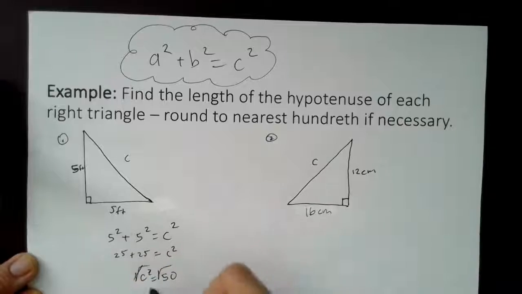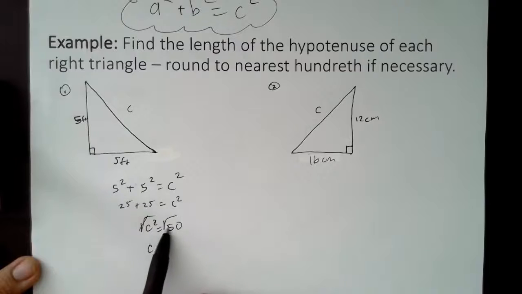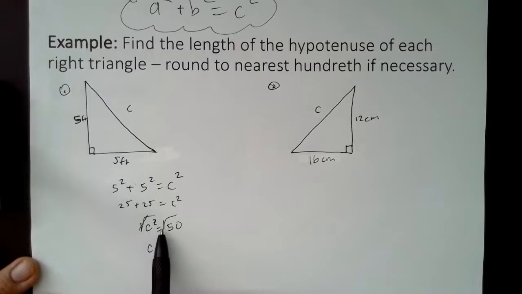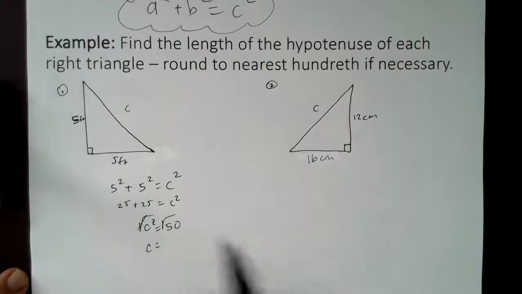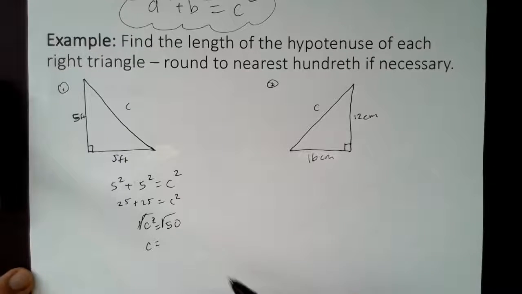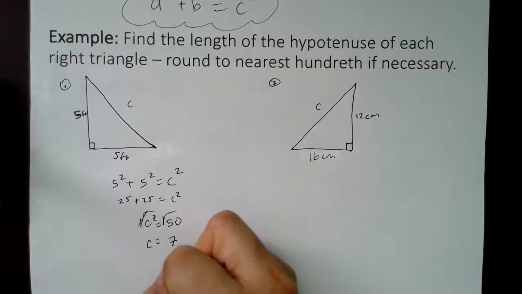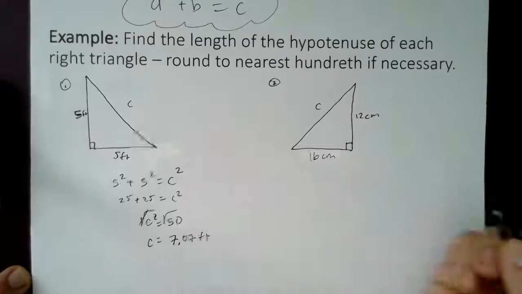I'm only using positive because it's a positive distance, so I know that it's going to be positive. Technically, when you take the square root of a square, it could be positive or negative, and we'll talk more about that later, but for now this is okay. For now we just keep it positive, because we're talking about distances. We don't have negative distance. So what is the square root of 50? It's going to be 7.07 feet. So that's that one.